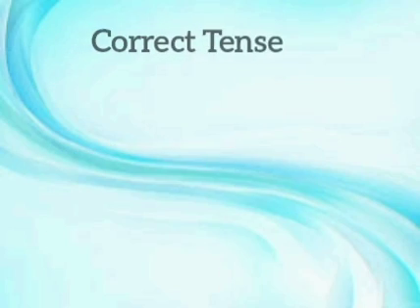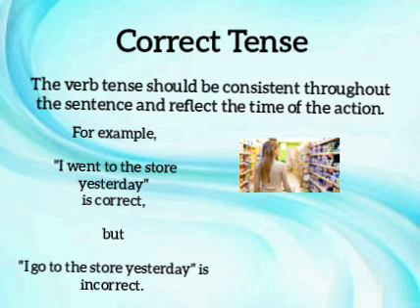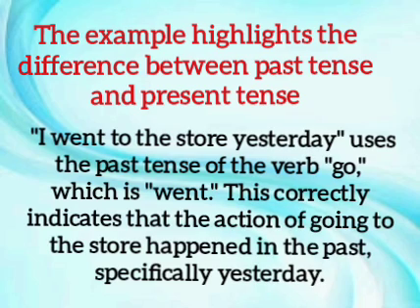Correct tense. The verb tense should be consistent throughout the sentence and reflect the time of the action. For example, I went to the store yesterday is correct, but I go to the store yesterday is incorrect. The example highlights the difference between past tense and present. I went to the store yesterday uses the past tense of the verb go, which is went. This correctly indicates that the action of going to the store happened in the past, specifically yesterday.